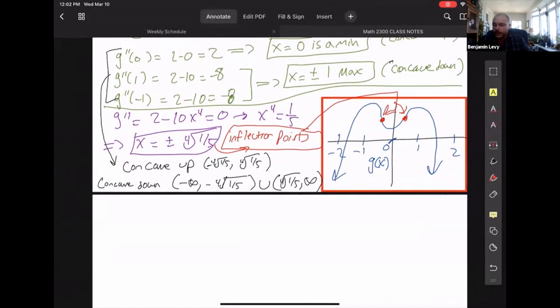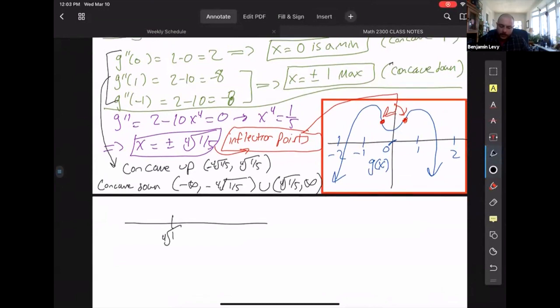I just wanted to make this clear in case anyone's confused. So we know that the inflection points are here and here, plus or minus that. And we tested points from above in green. We tested 0 and plus or minus 1 in the second derivative, right? And we found that it's concave up in the middle, and then concave down on the outsides.